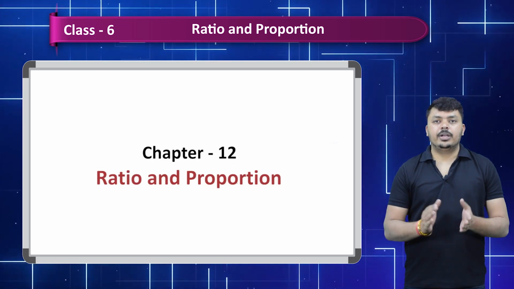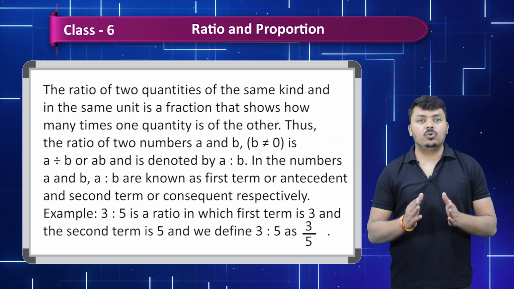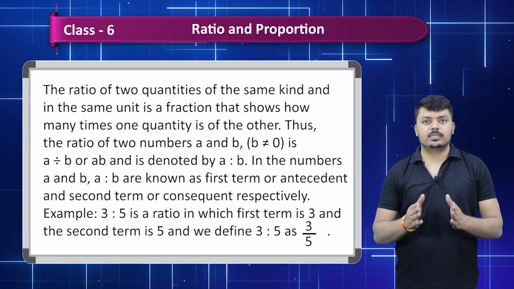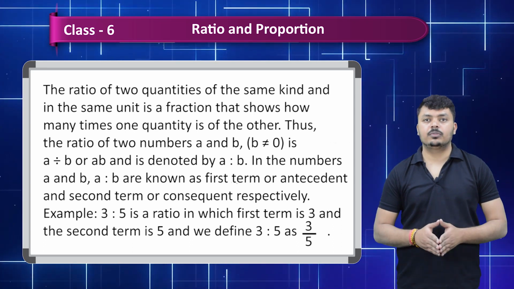Chapter 12. Ratio and Proportion. Ratio of numbers. The ratio of two quantities of the same kind and in the same unit is a fraction that shows how many times one quantity is of the other.